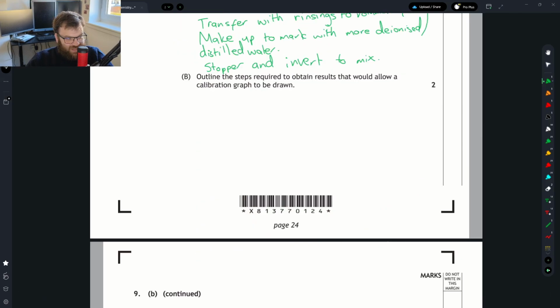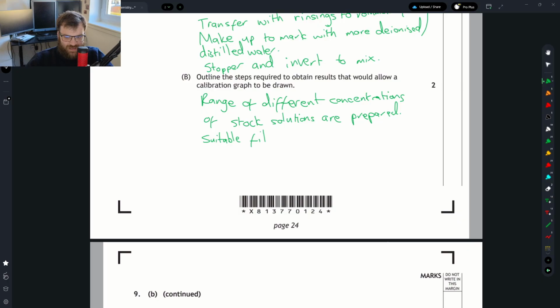Next one, we're trying to get a calibration curve. So we want a range of different concentration solutions prepared from the stock solution. Now, this next part will very much depend on how fancy a colorimeter you use. Some colorimeters scan through different wavelengths and then display the one that gives the highest absorbance. Otherwise, you need to pick which filter to use. So if it's purple, you want a green filter, or back to front for that one. So suitable filter selected.